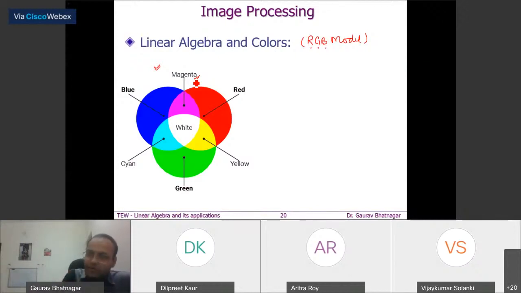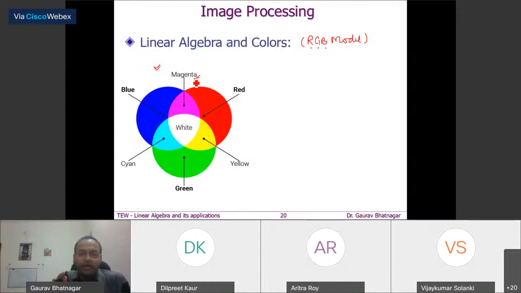So in this RGB model, we assume that we have only three colors in our hand, R, G, and B. You can always try to relate this fact with the color printer. Whenever you have a color printer, there are four cartridges. One is black, and then you have the three different colors. So the meaning is that the printer won't work on the RGB model.